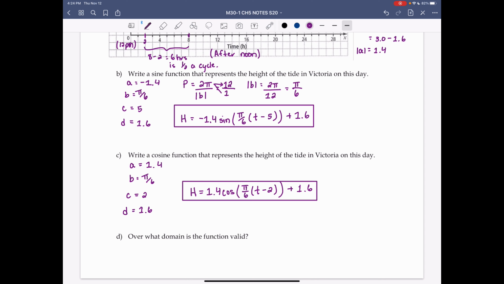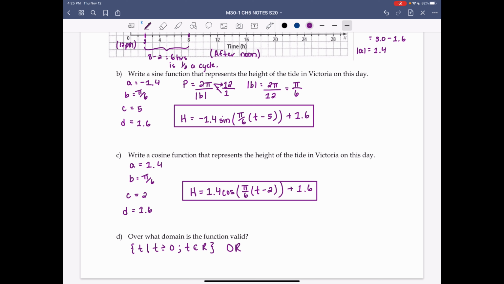Part D, over what domain is the function valid? If we think about time in general, time has to be greater than or equal to 0. T such that t is greater than or equal to 0, and t is an element of the real numbers. But if we think more specifically about this question, the question says, on a particular afternoon, the tide in Victoria, BC reached a maximum height of 3.0 meters at 2 p.m. and a minimum height of 0.2 meters at 8 p.m.